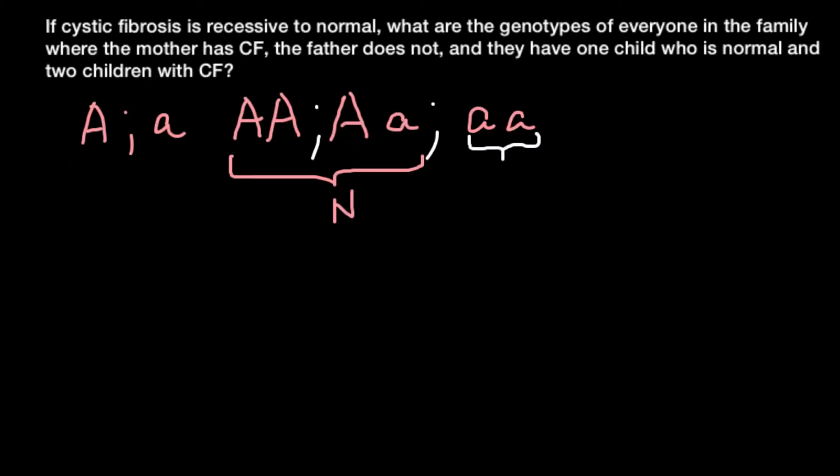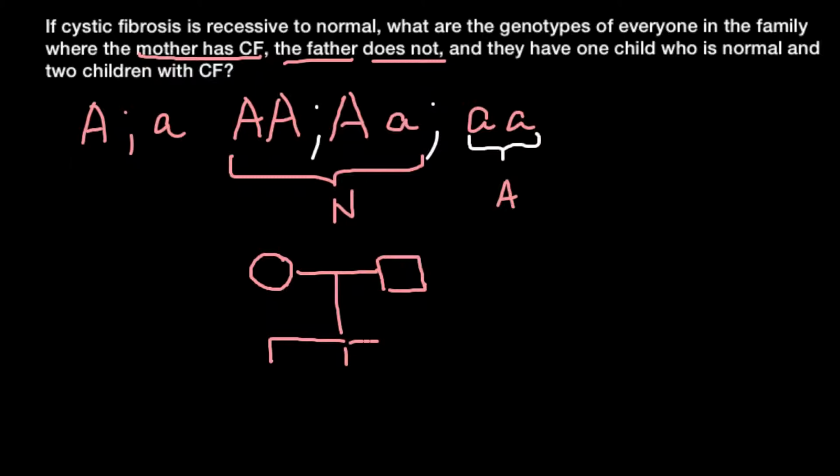So normal and affected. We know that in this family, the mother has cystic fibrosis and the father doesn't have cystic fibrosis. So now we can start building our pedigree of this family, and here a circle stands for the mother and a square stands for the father, and this couple has children. This couple has three children of unspecified sex, so we would use this sign for children of unspecified sex.